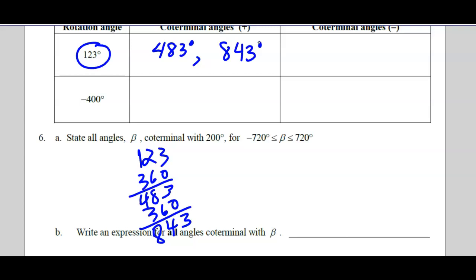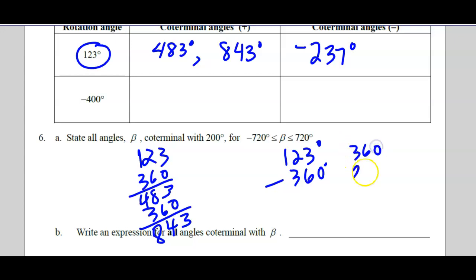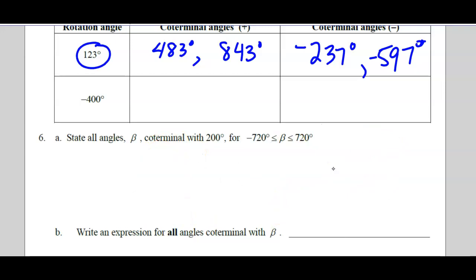Then negative ones, so you can go 123 minus 360, which really, you do it the other way around, that's going to be what? Negative 237. And then subtract another 360. So that's going to be what? Negative 597. If I made a mistake, let me know. You also have your calculator, right? So you have that to check.